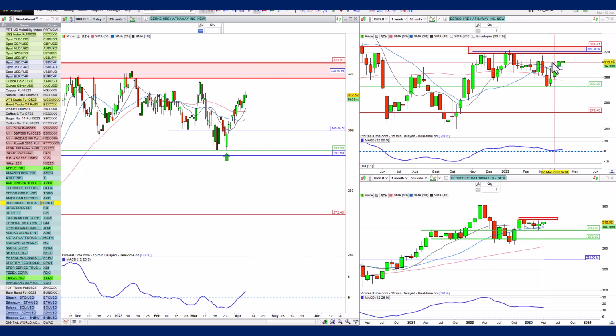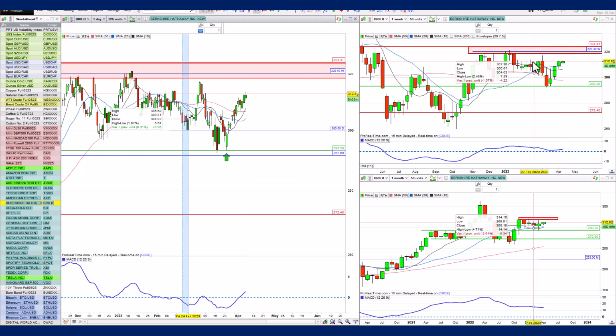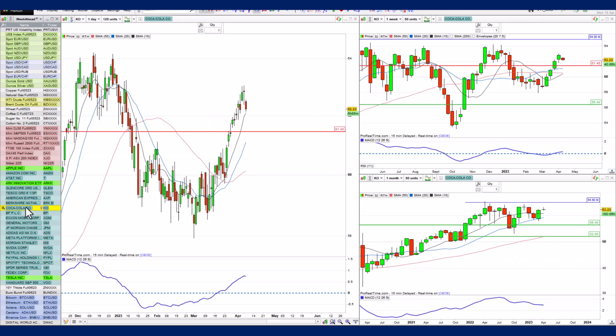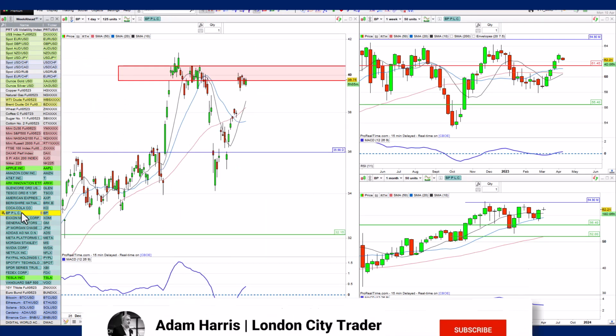Here, you can see there's definite resistance at 312, right at the high here. You can see it's battling with that. Want to see it push through, but then it's going to battle with this. My expectation, though, is to see this at least attempt to finish higher the coming week. Coca-Cola, same thing again. I'm looking for pullbacks and a continuation to the upside on Coca-Cola.